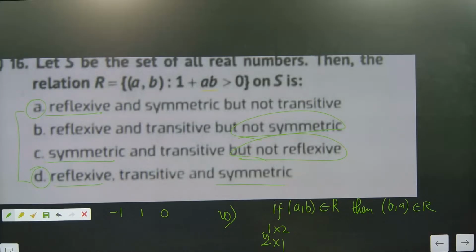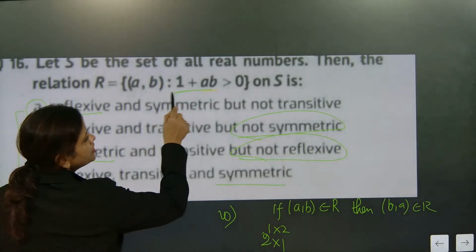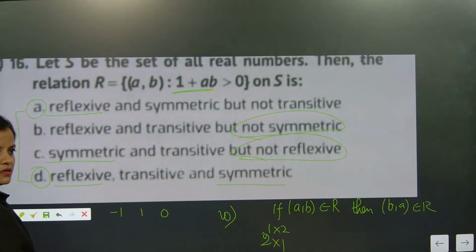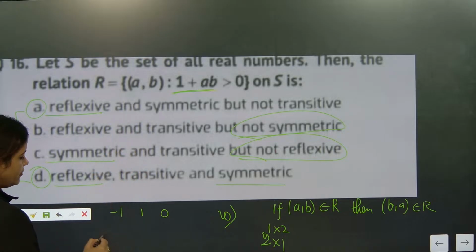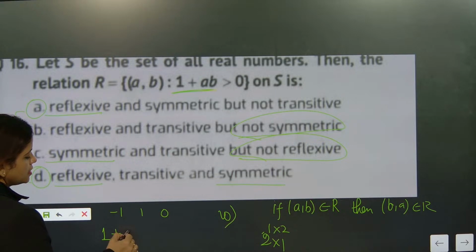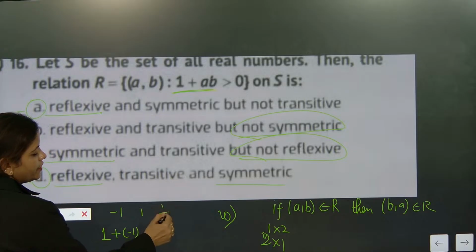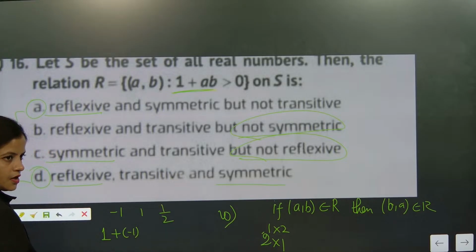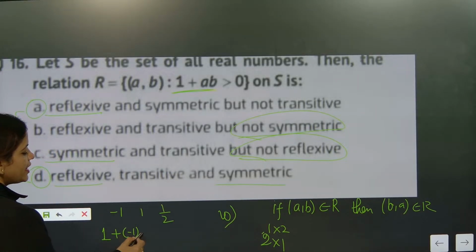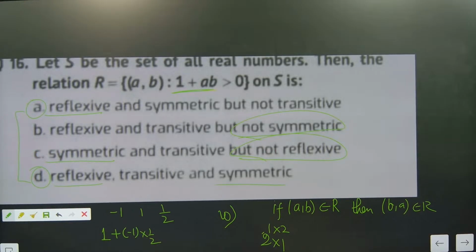Are you understanding? So here, this number should always be greater than 0. Correct? So first time we will do one work. We will write 1 plus... minus 1, or we will not take 0. We will take 1 by 2. Three numbers we took. So minus 1 into 1 by 2. How much is it coming, beta?